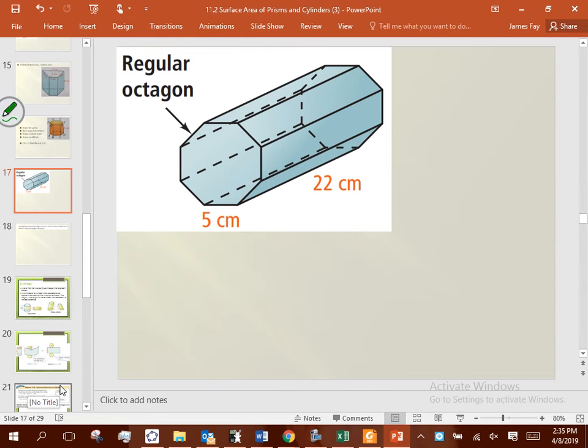Rehash a couple things with surface area of prisms, and then talk about how prisms morph into cylinders, how that morphing process occurs, and what it means for us in regards to some formulas. Then do some cylinder problems, and at that time it should be about 3:10. Okay, so that's the plan.